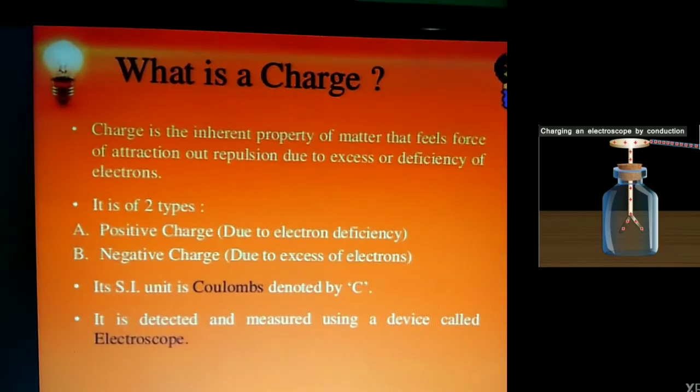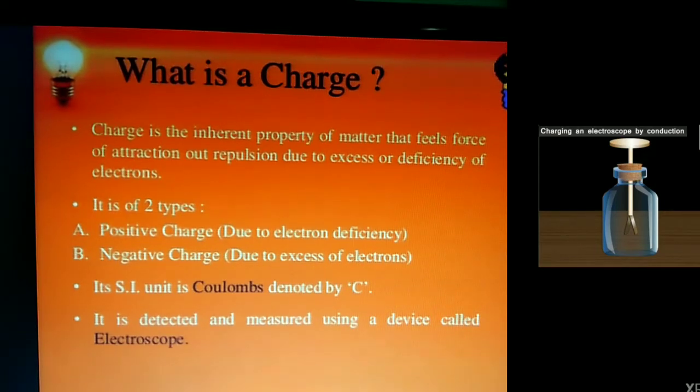Charge. Charge is one of the intrinsic or inherent properties of matter. Like matter contains mass and occupies space, matter also possesses charge. So matter possesses charge and mass and occupies space. These are the basic properties of matter.